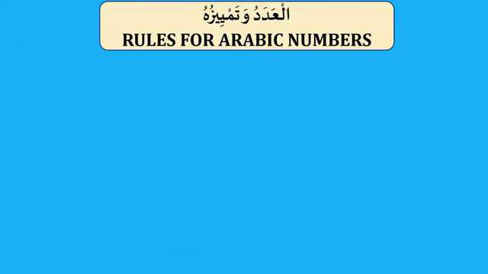Today we are going to learn rules for Arabic numbers inshallah. Al-adadu wa tamyizuhu. Indeed, this is very important and one of the most complicated or difficult topics in Arabic because each set of numbers has different rules, unlike in English. In English, the number one is singular, but from 2 to infinity all are plural. But in Arabic, not like that.